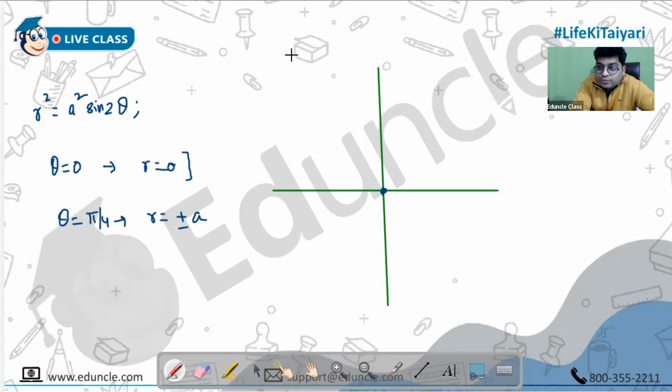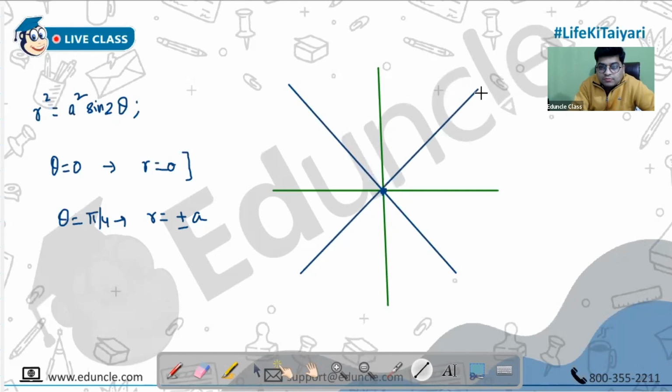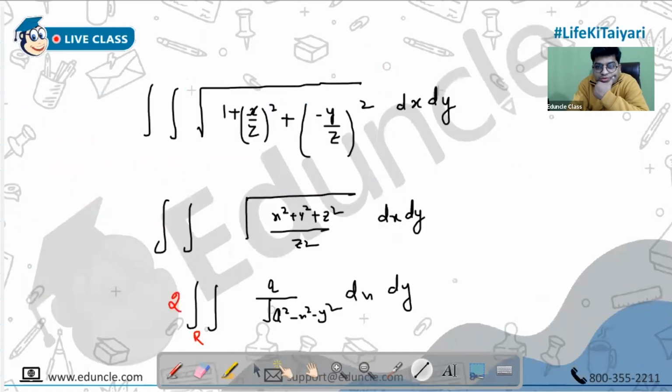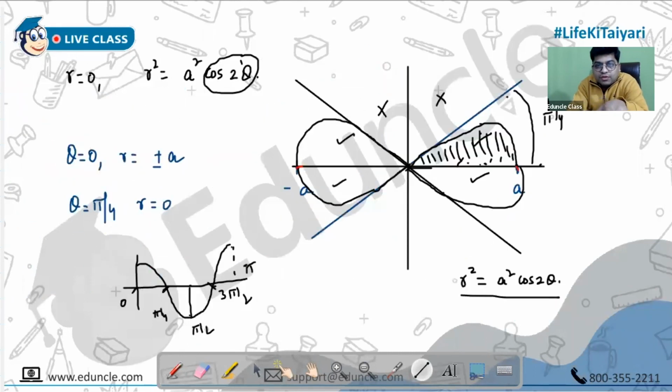Who will speak? No, I just want to confirm the graph first of all. See, the graph which we have drawn, this graph is for r square equal to a square cos 2 theta. Done.